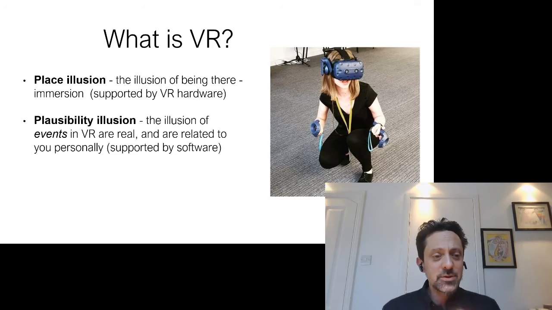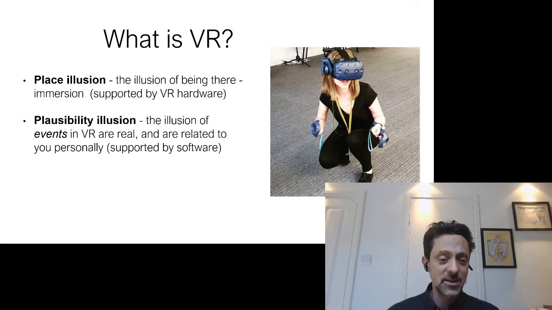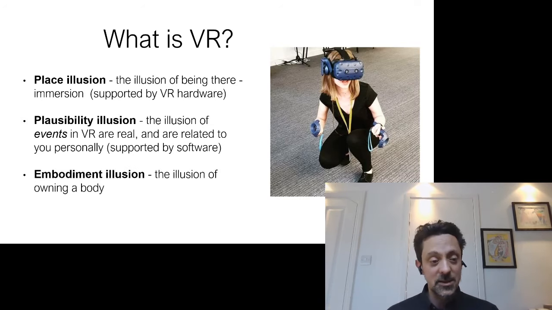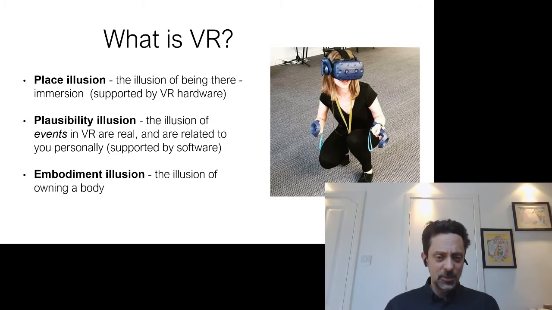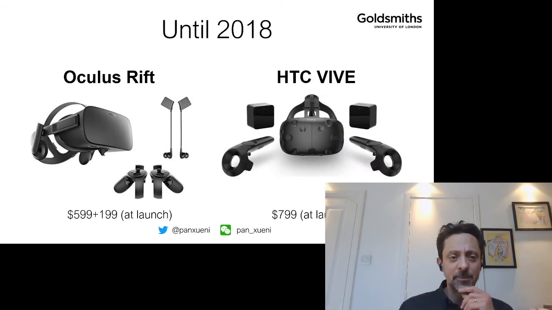You also have plausibility illusion, that what's happening is real. And this is really about the world responding to you as you're expecting it to. So this is about realistic behavior, and a lot of that is what I'm going to talk about today. And we have embodiment illusion, that you have a body in VR. So as I said, you're really interacting with your body. Not something I'm going to talk about so much today.